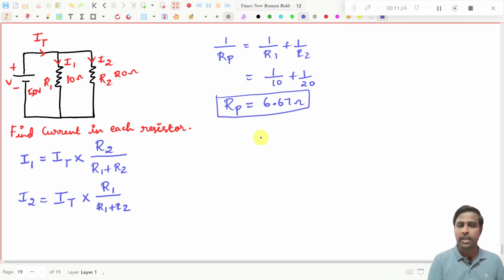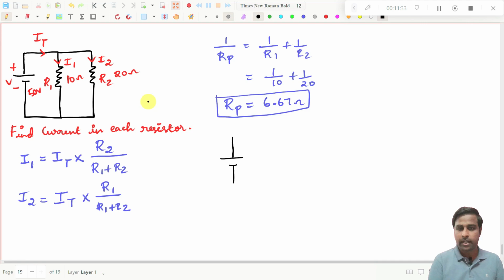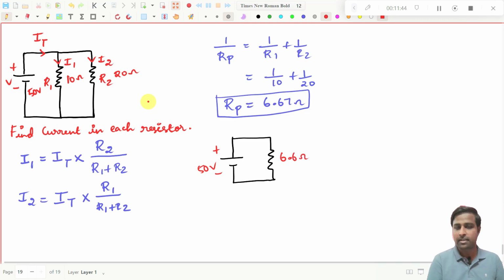So how can I draw this diagram now? I can draw this voltage source of 50 volts, then I have simplified the two resistors to a single resistor of 6.67 ohms. This is nothing but IT, the same IT is there. I have just simplified these two resistors. Now you can find IT.